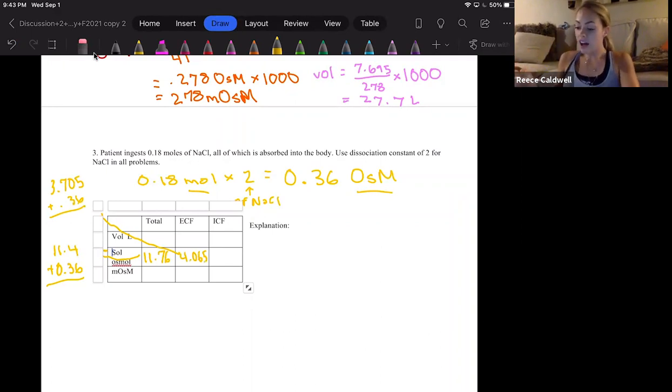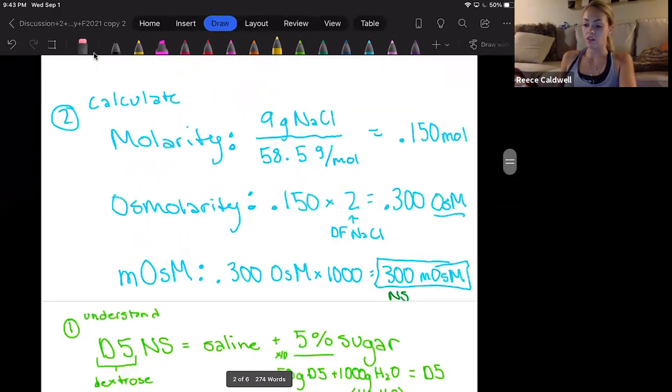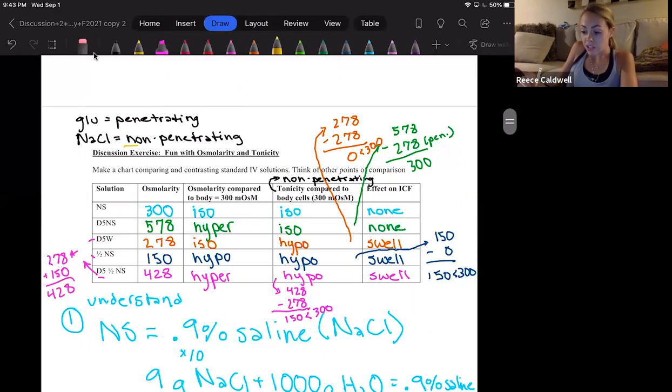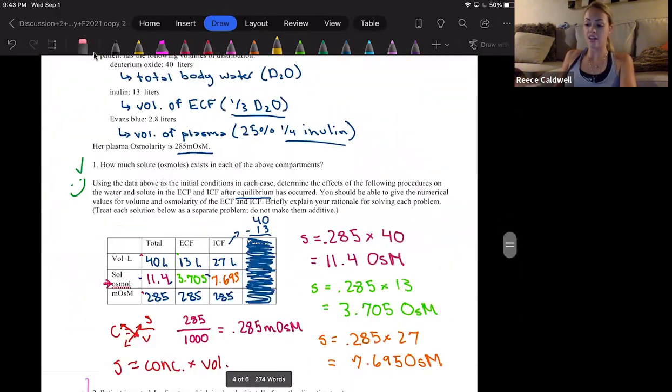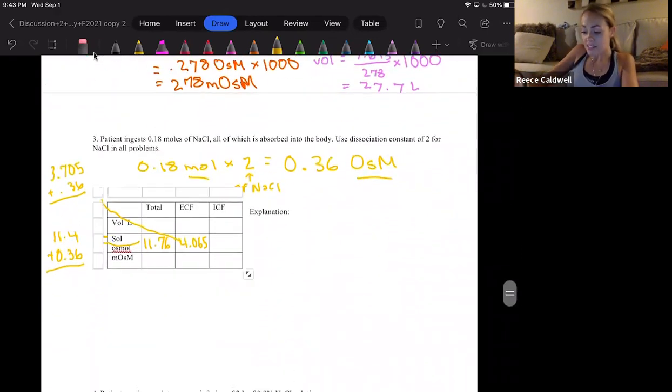However, we are not going to change our intracellular fluid because if you remember from up here, sodium chloride is non-penetrating. So it's not going to penetrate the cell, therefore it's not going to enter that intracellular fluid. So we will have our original 7.695. Awesome. So we have now carried out our solute.